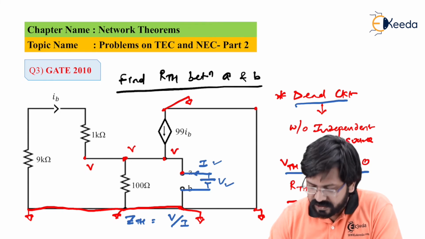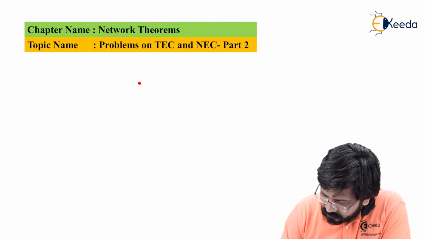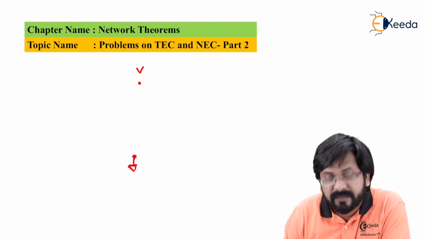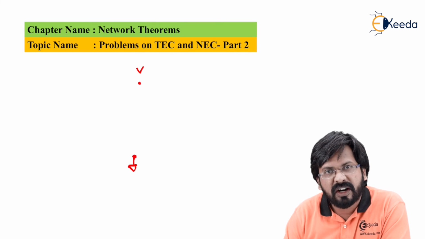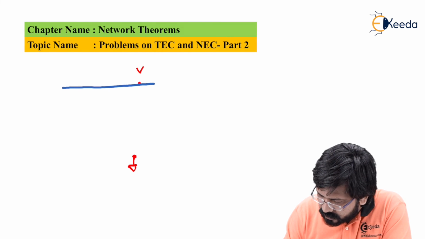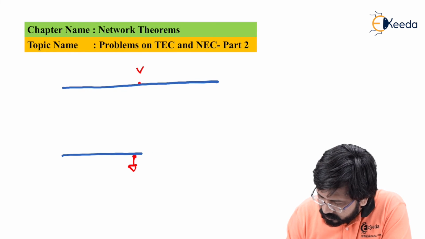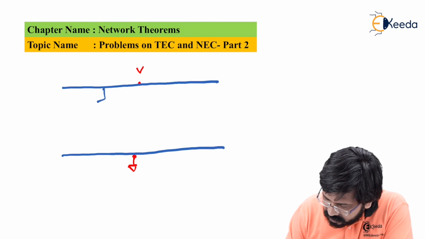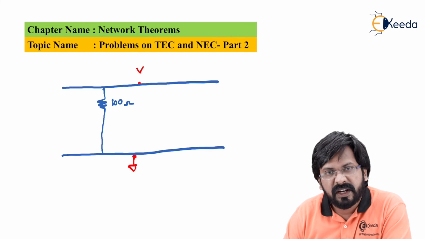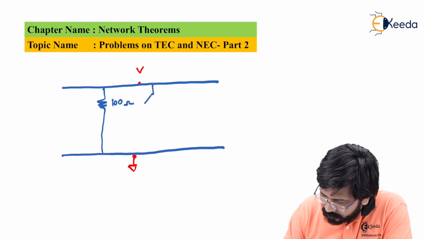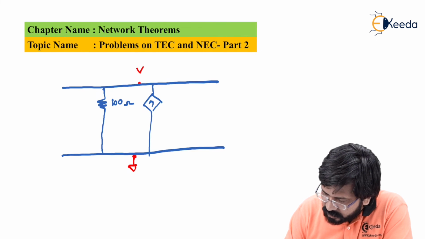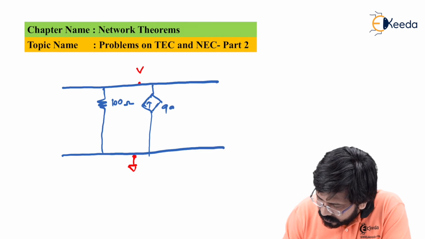So let us draw an equivalent circuit. As I said, we have only 2 points now, V and a reference node, ground. With respect to these 2 points, I'll draw a complete circuit. This whole line will be considered as V, and this whole line as ground. Now, as we have seen, 100 ohms was connected between V and ground. Then there was a dependent source where the arrow was towards V, having magnitude 99 times IB.